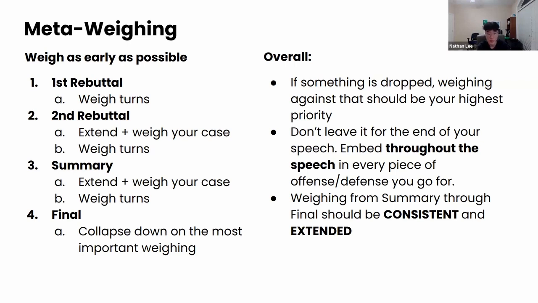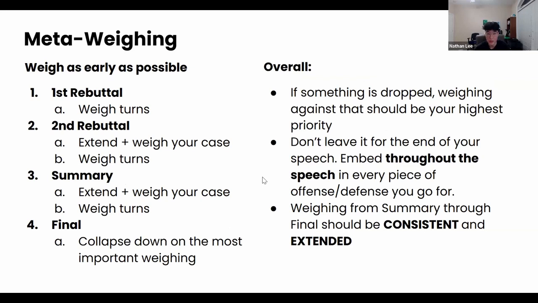And assuming that your summary speaker did do well setting up mechanisms in the summary speech, by final, if you're a second speaker, you should be at this point collapsing down to the most important weighing. Ideally, some on your case, but also a large amount on turns and offense on their case. Okay, so overall, if something is dropped, weighing that should be your priority, especially if it's on your case. And don't leave it for the end of the speech. I feel like a lot of students, when they first start debate, novices assume that you should extend your case and then weigh the entire round in this one section after your extension, and then go to their case, which is completely untrue.